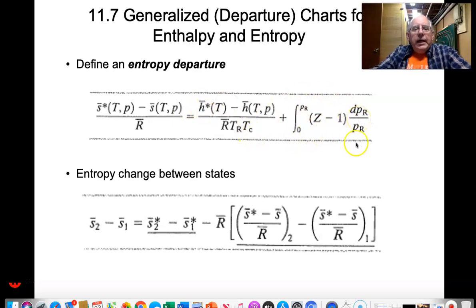And so since this is the departure for entropy, we now can have an expression that says the actual change in the entropy can be shown to be related to the ideal gas change minus, and then again, our departure charts will give us this value and this value. And so this is basically going to be the correction for the change of entropy with respect to the change of entropy if it had been an ideal gas.